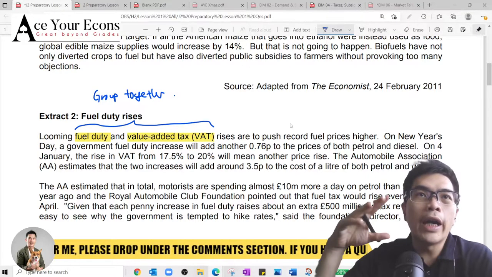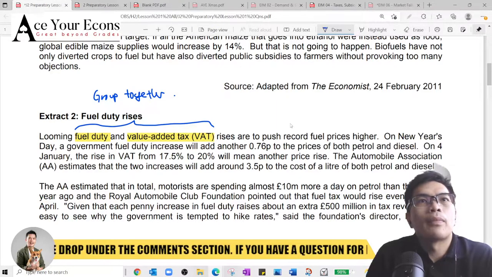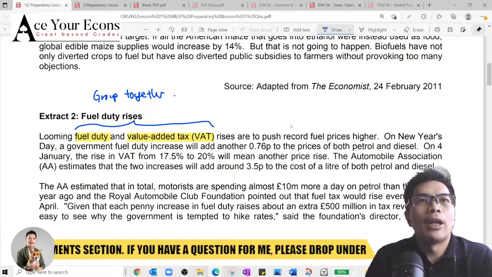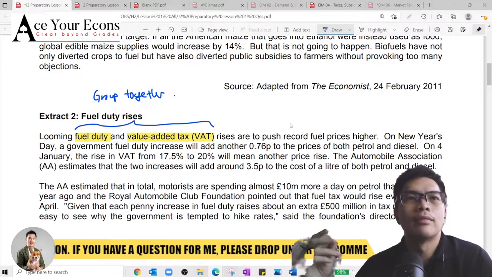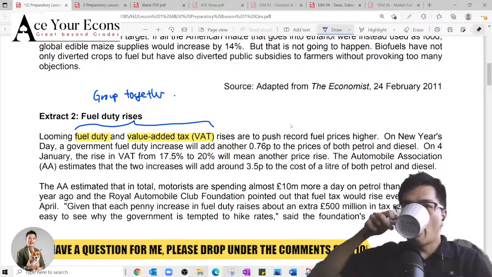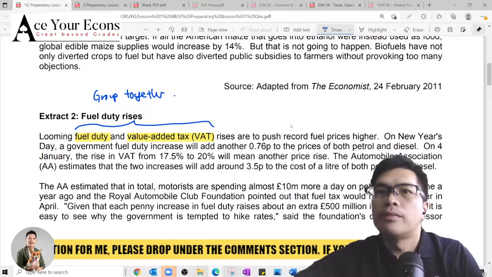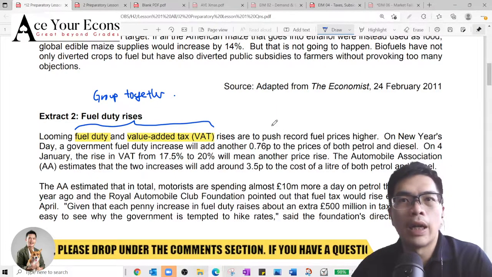So now, where have we learned the concept of tax? Under demand and supply. So how is tax going to affect demand or supply? Type it up. Is it going to affect demand or supply? Alright, so supply.